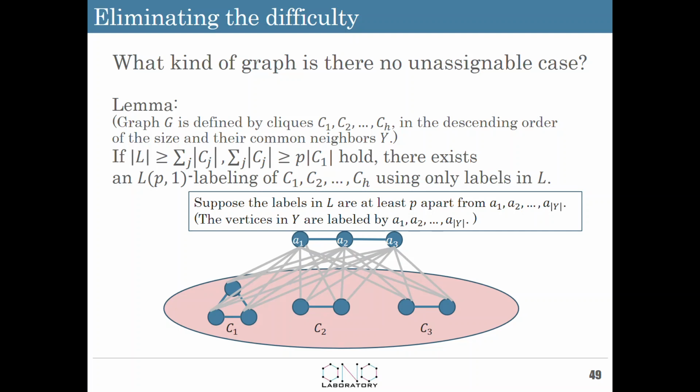Graph G is defined by cliques C_1 to C_h, in descending order of size, and their common neighbors Y. If the size of L is the sum of |C_j| or more, and the sum of |C_j| is p times the size of C_1 or more, then there exists an L(p,1) labeling of C_1 to C_h using only labels in L. Note that the labels in L are at least p apart from a_1 to a_|Y|. a_1 to a_|Y| are the labels assigned to Y.